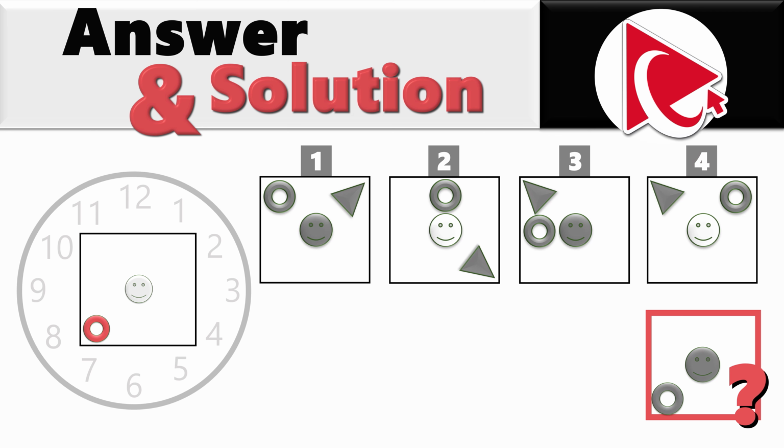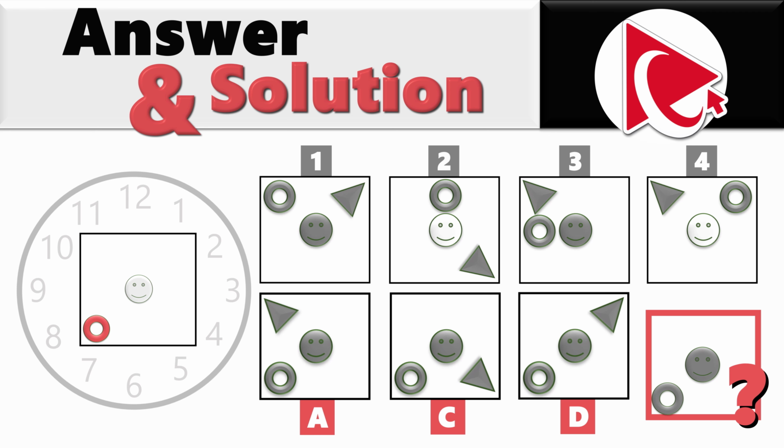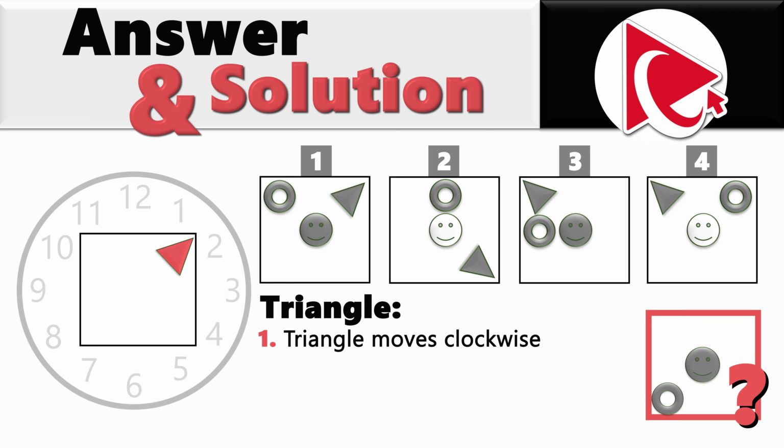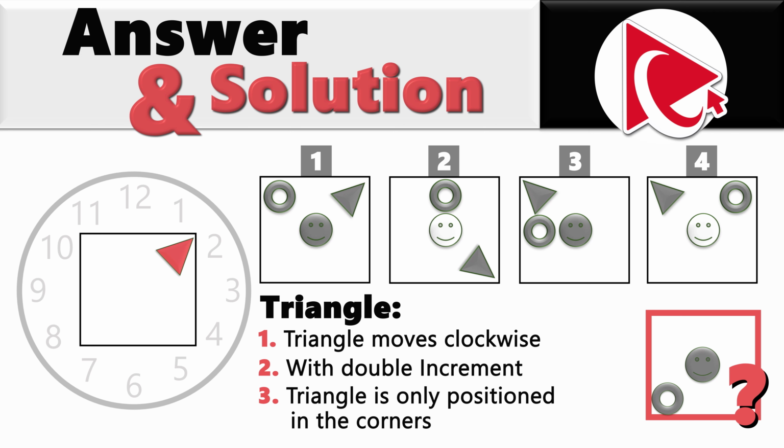It helped us narrow down the answer choices, but we still have choices A, C, and D that still match this pattern. So to solve this mystery and bring order into this disorderly situation, we need to look at the triangle. Triangle moves clockwise with the double increment. It's only positioned in the corners, and the increments are +1, where triangle moves from 1 o'clock to 5 o'clock. The next increment is +2, where triangle moves from 5 o'clock to 11 o'clock. Then +4, where triangle, in fact, stays back at 11 o'clock, because +4 means the full circle. And the next one would be +8.